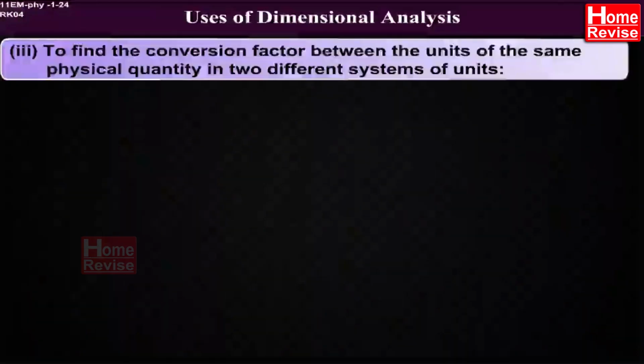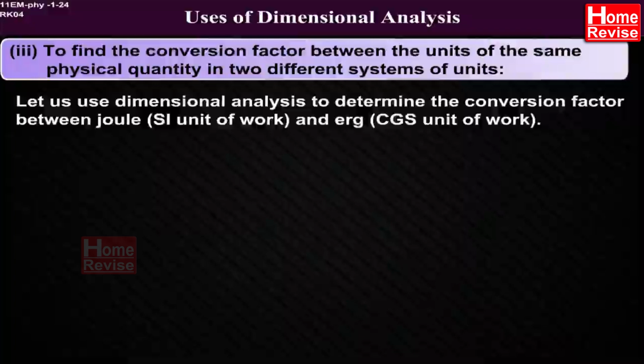Third, to find the conversion factor between the units of the same physical quantity in two different systems of units. Let us use dimensional analysis to determine the conversion factor between joule, the SI unit of work, and erg, the CGS unit of work. Let 1 joule be equal to x erg.